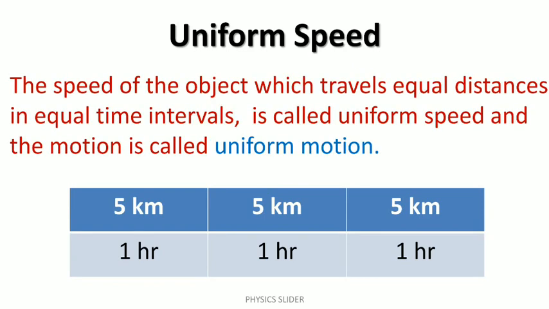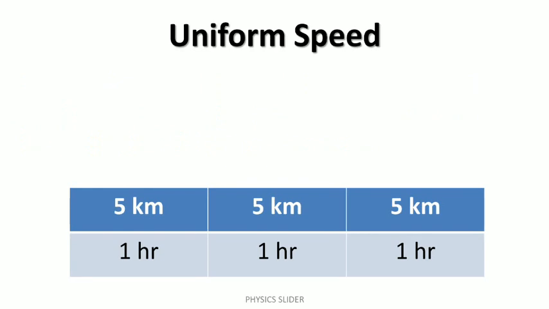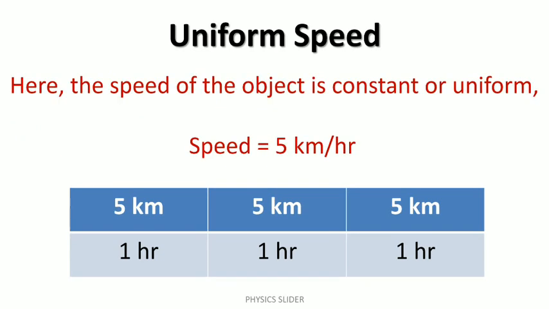So we can say the speed of the object which travels equal distances in equal time intervals is called uniform speed, and the motion is called uniform motion. Here the speed of the object is constant, in this case 5 km per hour, in this case 5 km per hour, in this case 5 km per hour. So we will say the speed is uniform or constant, which is 5 km per hour.